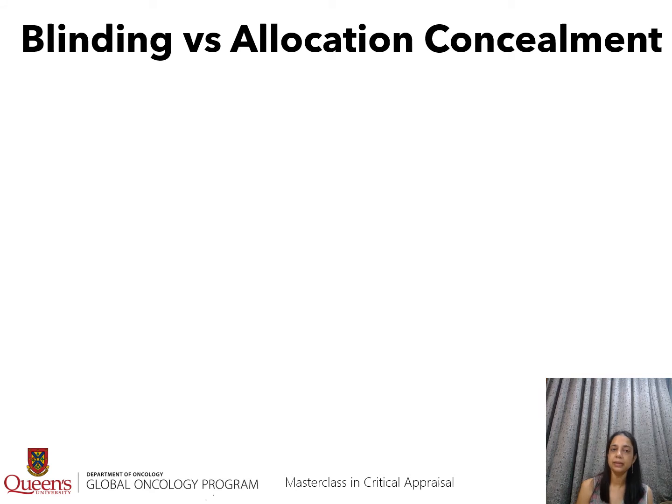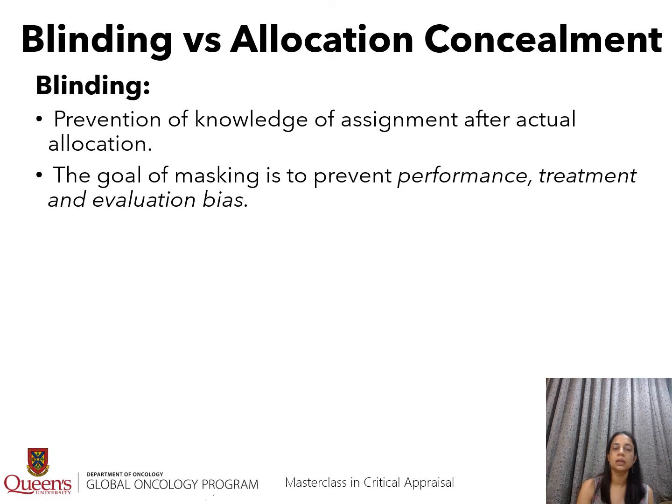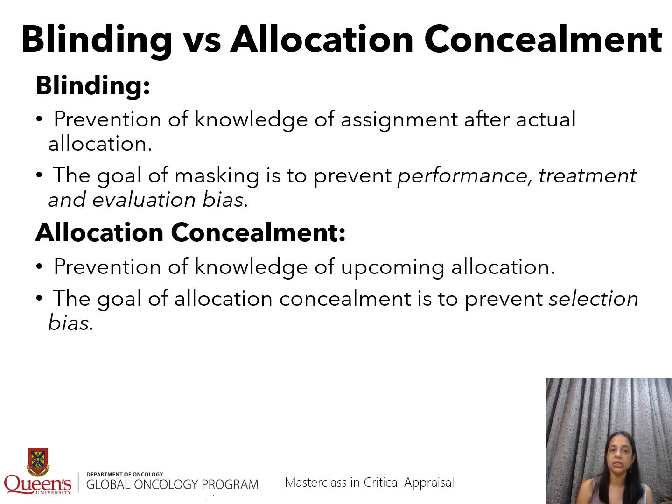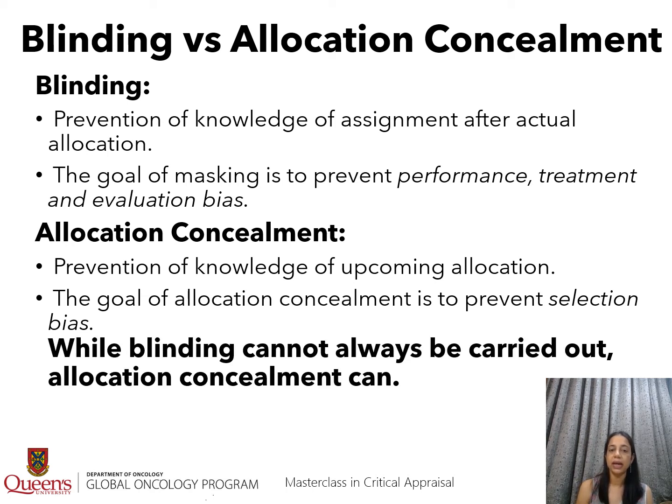So remember, blinding is different from allocation concealment. Blinding is prevention of knowledge of assignment after the actual allocation, and the goal is to prevent performance, treatment, and evaluation bias. Whereas allocation concealment is prevention of knowledge of upcoming allocation at the time of randomization, and the goal of allocation concealment is to prevent selection bias. While blinding cannot always be carried out, allocation concealment can and should.